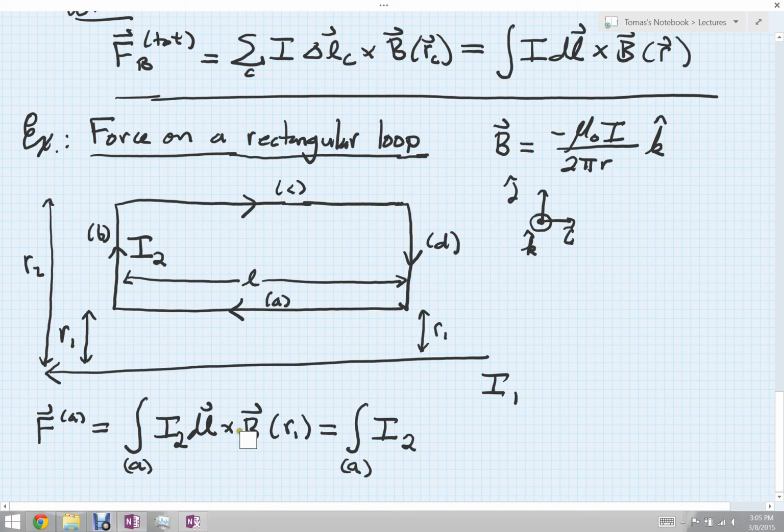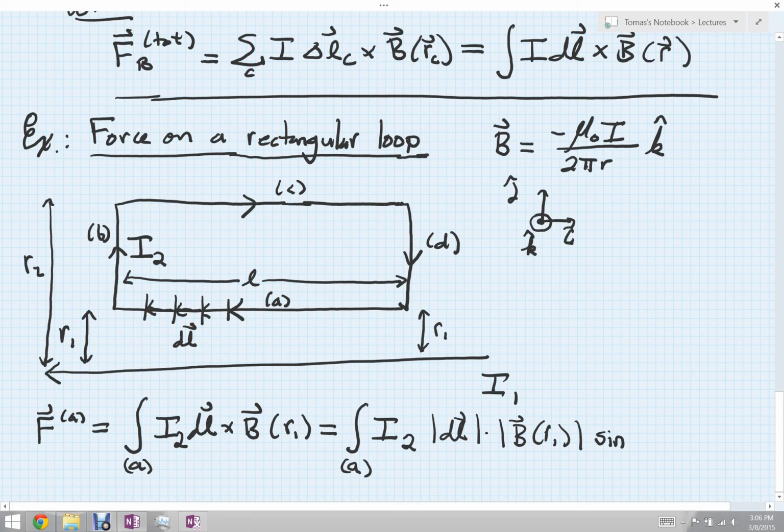Back to my cross product. I know the magnitude of the cross product will be the magnitude of each of the vectors, dl, times the magnitude of B at r1, times the sine of the angle between them. Now in this case, my dl vector, of course, is pointing off to the right. As I perform this integral, what I'm doing clearly is breaking my wire into a series of chunks that move off to the right like this. So this is what dl looks like.